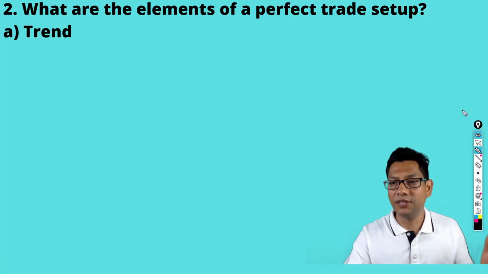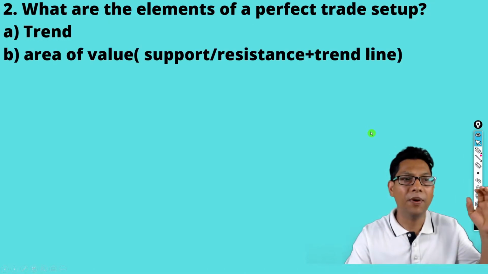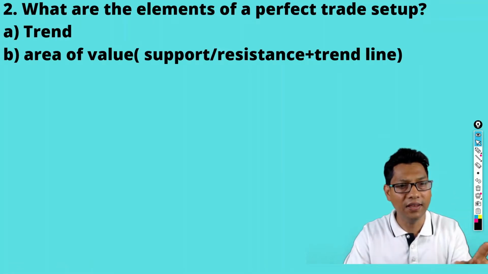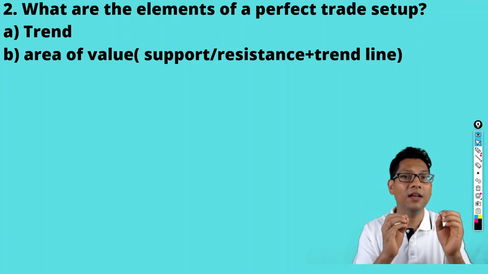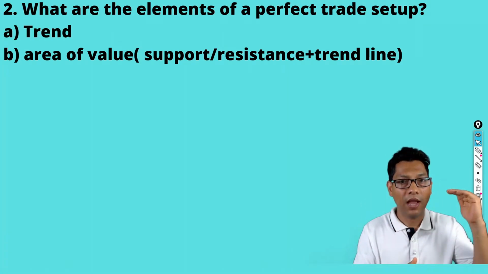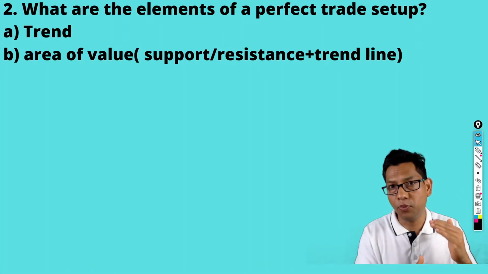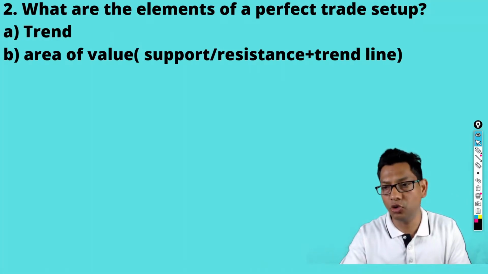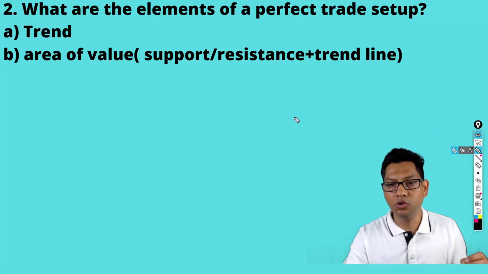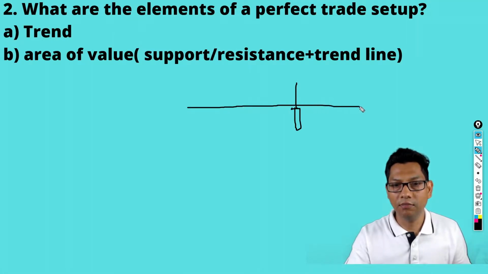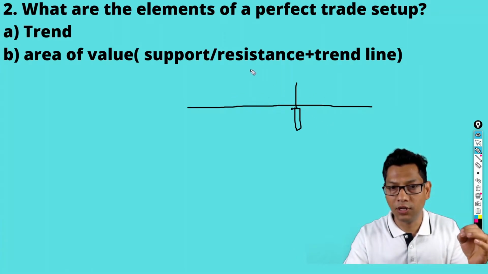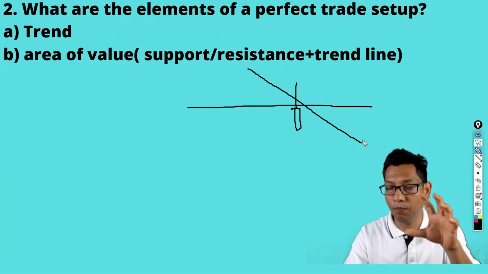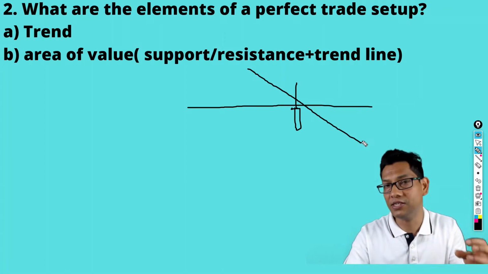The second element that we will be considering for a perfect trade is area of value, support or resistance, plus trend line. So we need the trade signal to be at both support or resistance plus a trend line. Say for example you saw a pin bar here like this, that has to be in an extreme area of value, either support or resistance, with a trend line. Both confluences should be in the same place for an ideal trade.